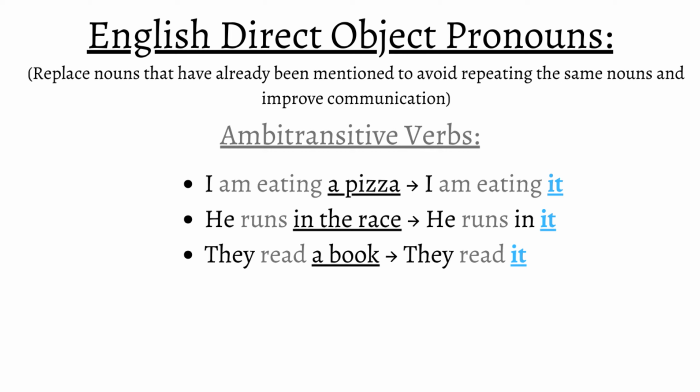Instead of saying, I am eating a pizza, I can say, I am eating it. Instead of saying, he runs in the race, I can say, he runs in it. Instead of saying, they read a book, I can say, they read it. Once again, it was used in all sentences because it easily replaced all non-personal nouns, so it's by far the most common direct object pronoun.